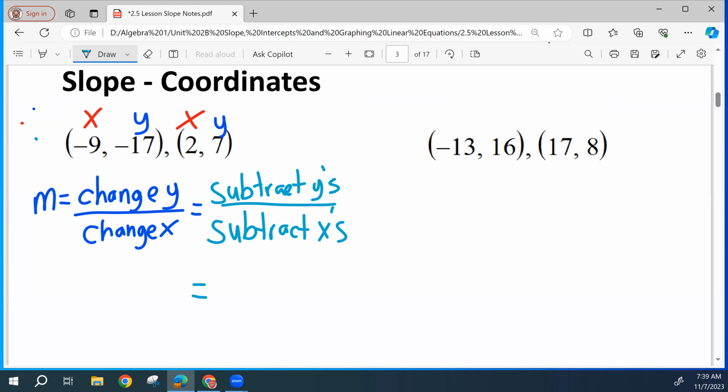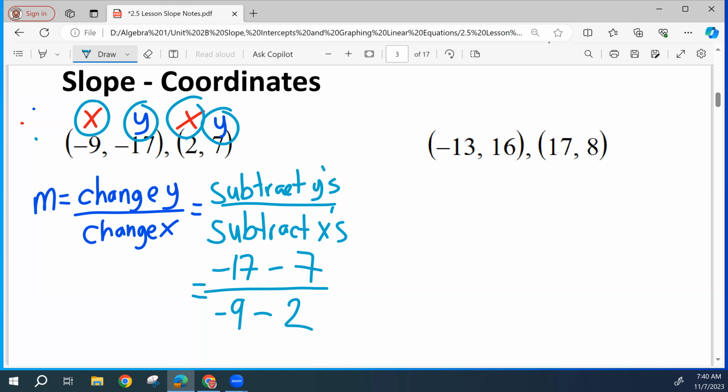If I have my points written the way they are, I usually just like to take my y on the left and put that first, negative 17, subtract, minus, positive 7. Then I'll take my x on the left, negative 9, subtract 2. It's a good idea to label them as x and y so that when you are putting them into your subtraction, you know which numbers to pick. So on the top are my y's, negative 17 and negative 7. On the bottom are my x's, negative 9 and positive 2. And then I can do this subtraction.